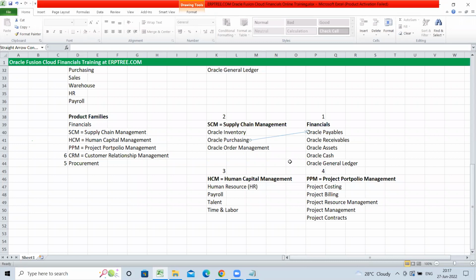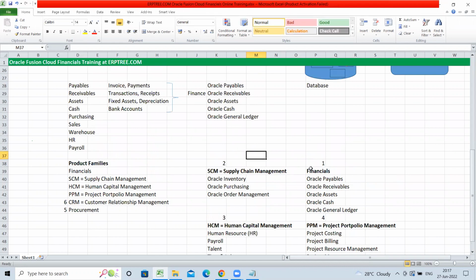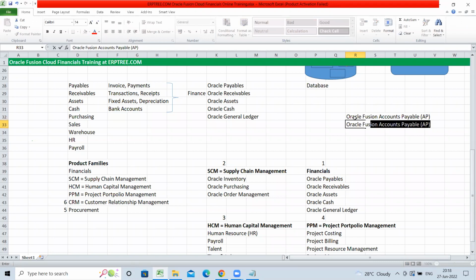Sir, what are the modules we are going to cover in this course? If you are aware of the applications, I'll give you the names. Otherwise, there are many people who are not aware of the applications; for them, anyway, they'll come to know. I'll just list them out. We are going to learn Oracle Fusion Accounts Payable application, short name AP. Oracle Fusion Accounts Receivable, AR.